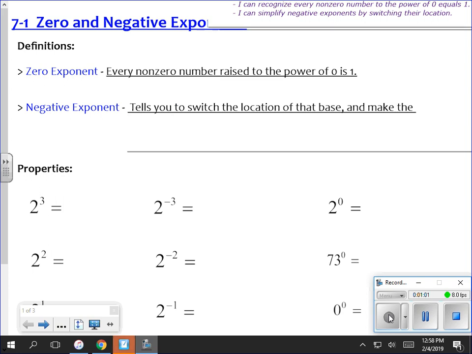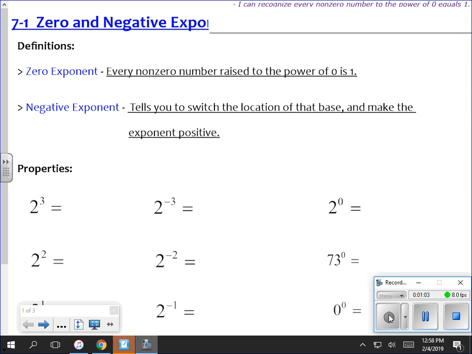And then we have negative exponents. So you switch the location of the base and make the exponent positive. In other words, if you have something to a negative power, you move that whole base either from the numerator to the denominator of a fraction, and it becomes a positive power, or if you have it in the bottom of your fraction, you move it to the numerator and make it a positive power. The fraction bar is like this magic wand that changes the sign of your exponents.